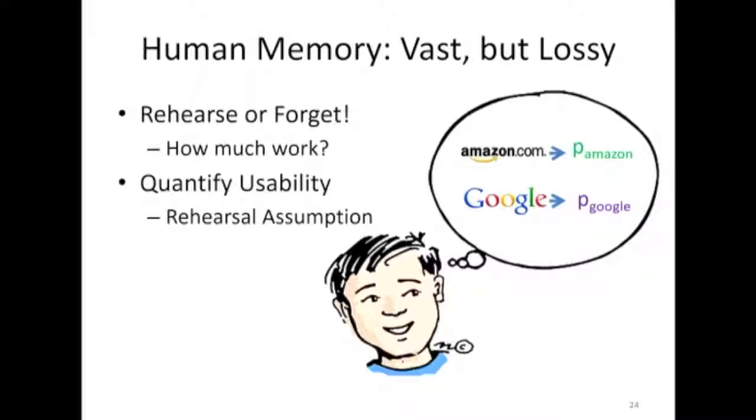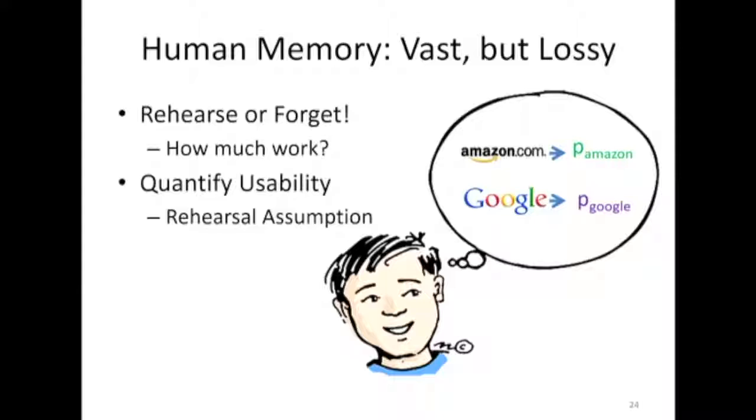Why do I argue that this is incomplete? Well, because human memory is vast but lossy. We have plenty of space or capacity in our brains to store all of these secrets, but yet our brain continually discards the passwords that we've memorized. We've all experienced this at one time or another. So our basic premise is that if you memorize a secret, you need to rehearse it or you're likely to forget that secret.